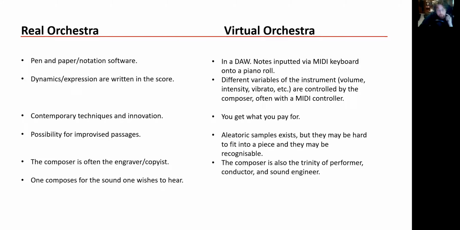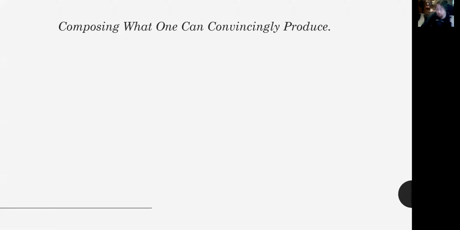Finally, for the real orchestra, one composes for the sound one wishes to hear, whereas for the virtual one composes for the sound one can convincingly produce. This last point is what I find to be the most significant difference between the two forms of composition, and also the most frustrating in my experience. To expand on that, success at virtual orchestration does not only depend on one's composition or orchestration chops, but also on the sample libraries at one's disposal.